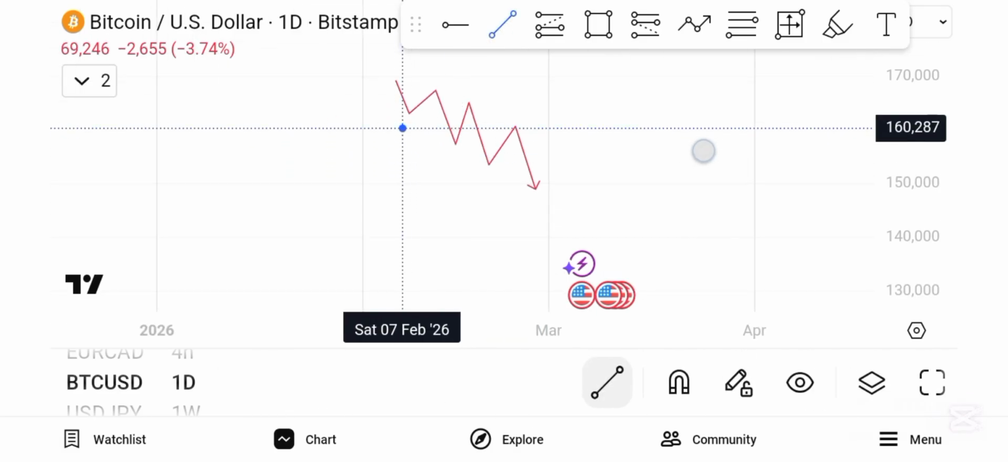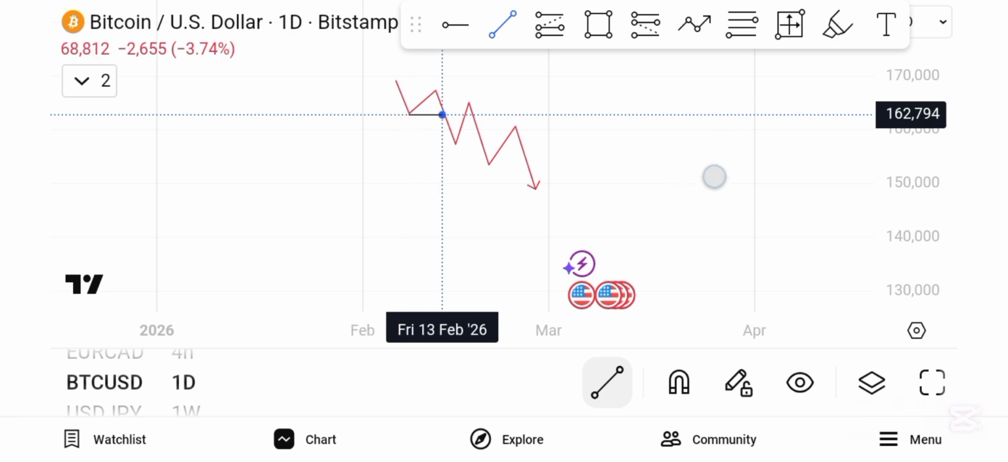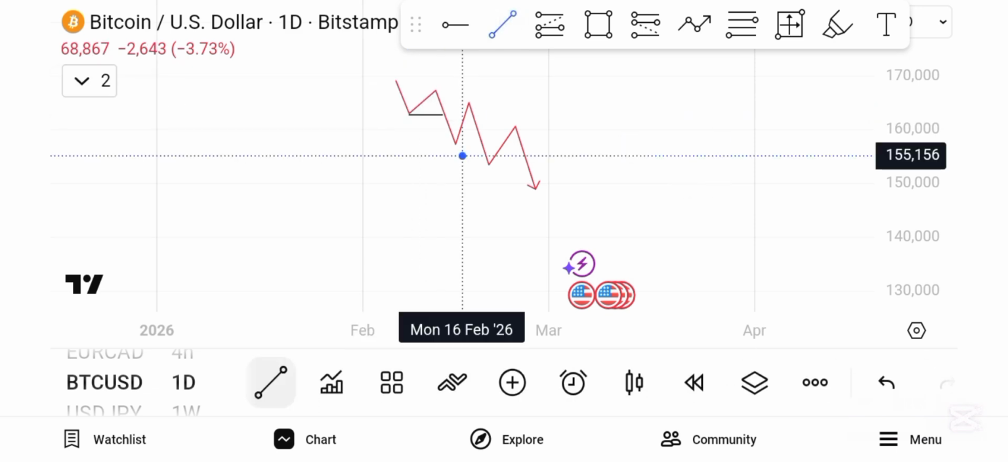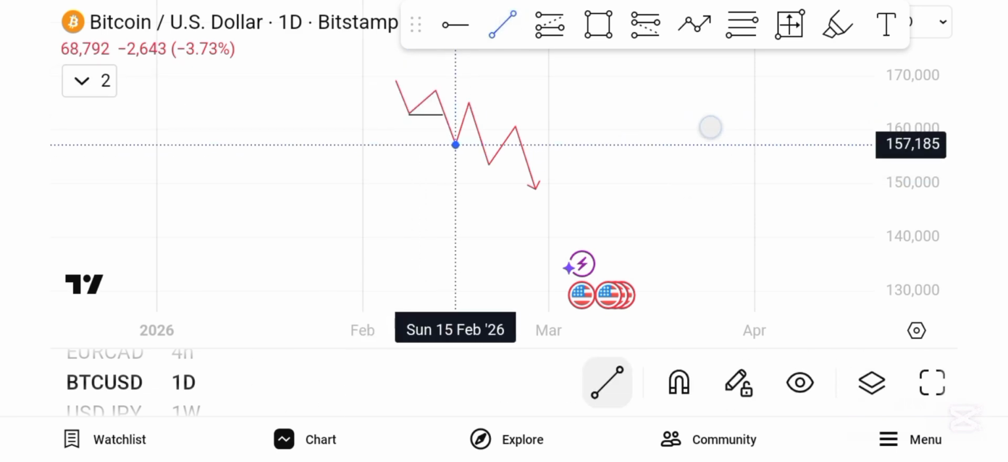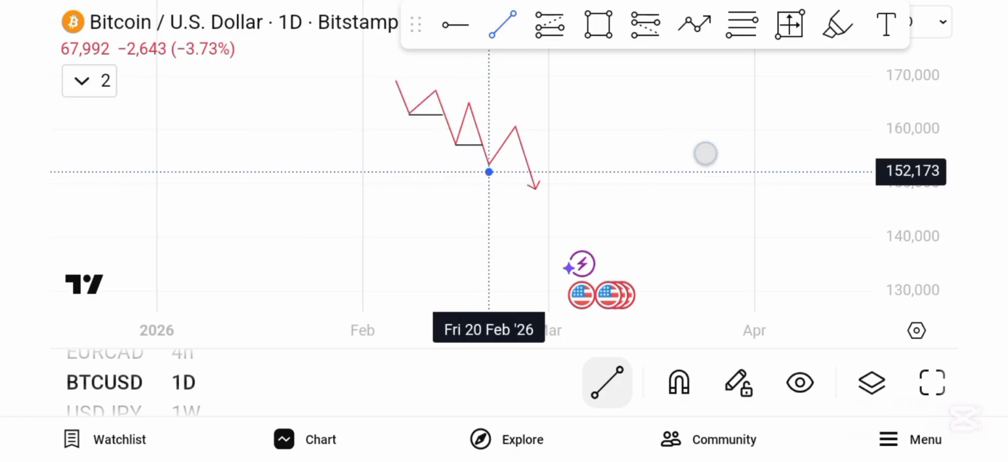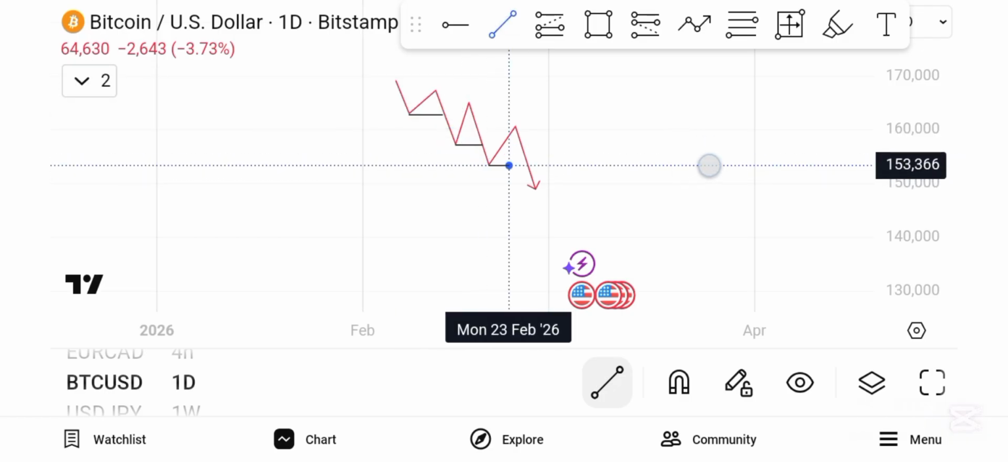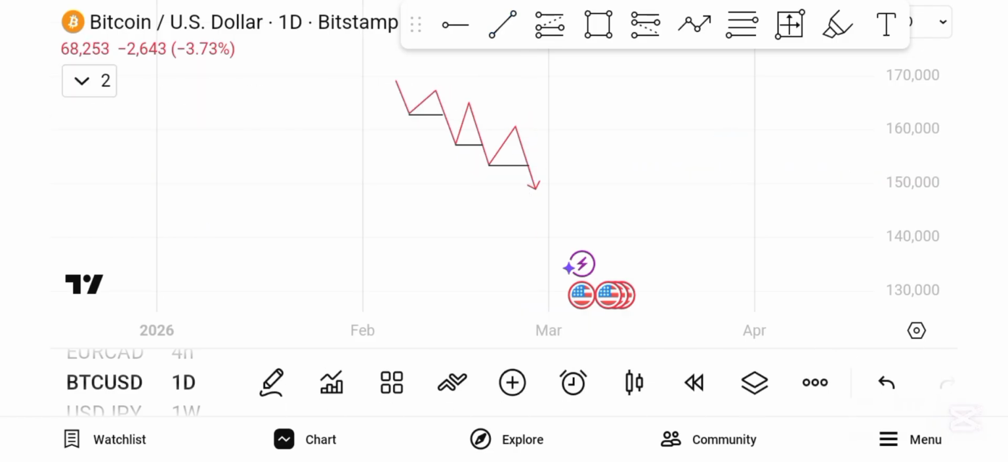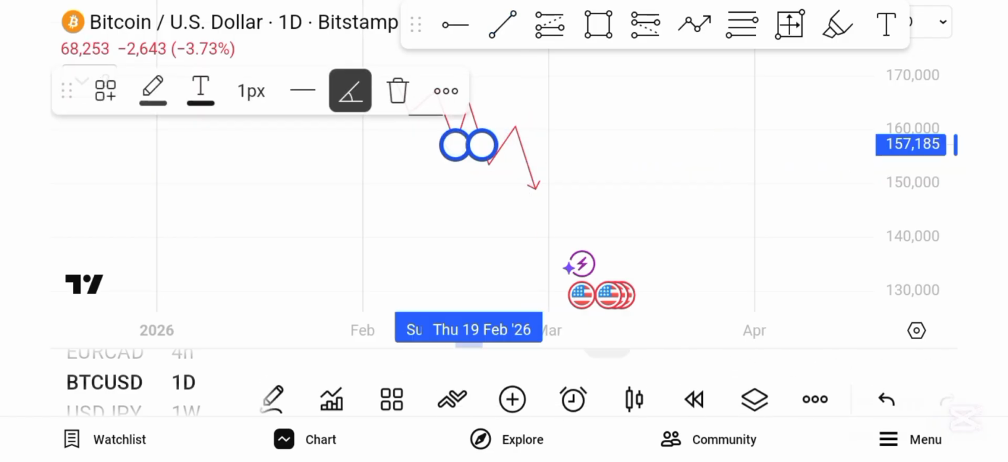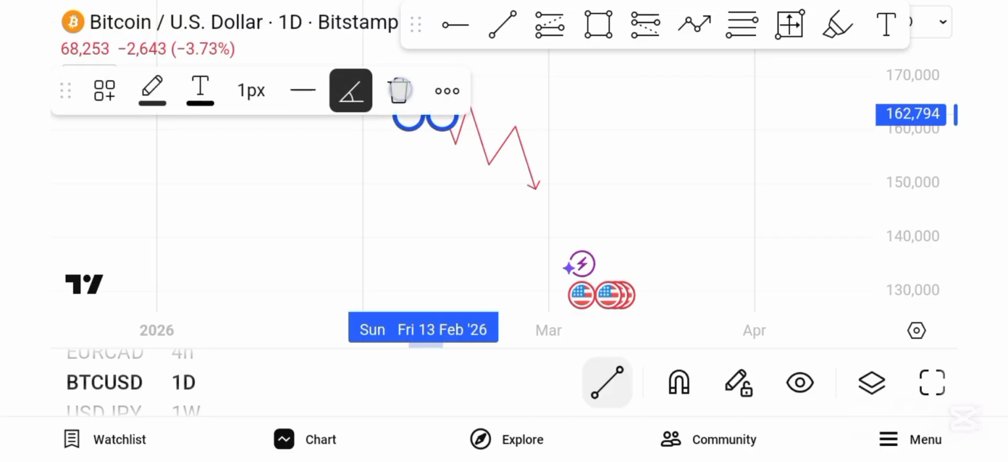This is the break of structure here, second break of structure here, break of structure here. Okay, this is a valid downtrend. This is a valid downtrend in the forex market.